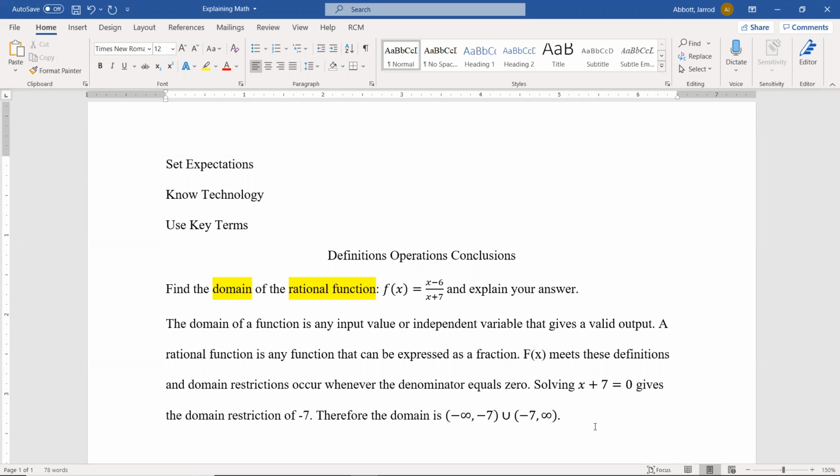We also used our technology to make sure that our audience can read our ideas very clearly. And finally, we used key terms throughout and explained any complicated or technical definitions.